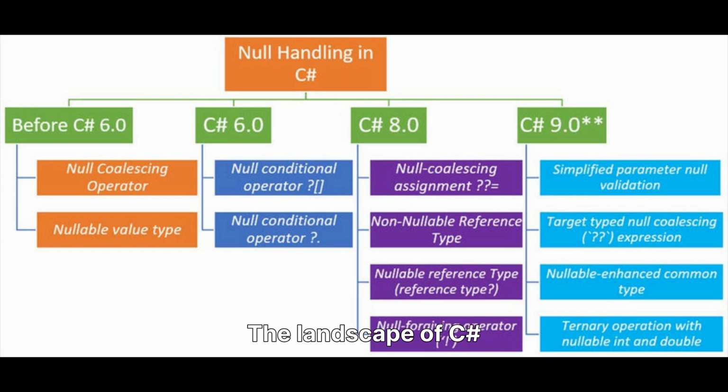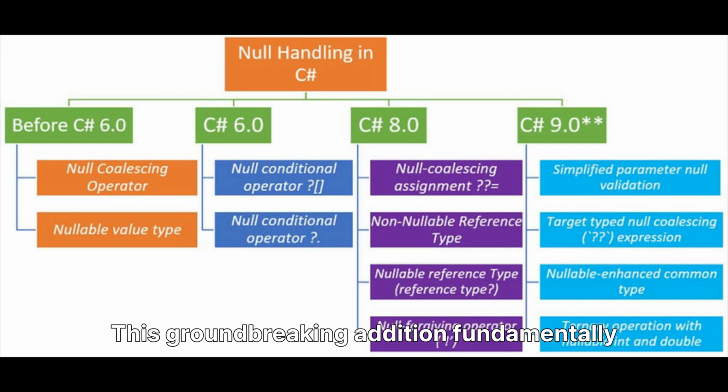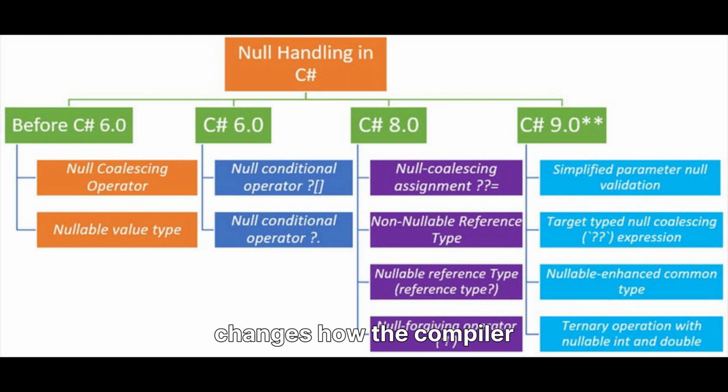The landscape of C# development significantly evolved with the introduction of null safety in C# 8.0, primarily through a feature known as nullable reference types. This groundbreaking addition fundamentally changes how the compiler treats reference types, allowing it to perform static analysis and warn you about potential null issues at compile time. This proactive approach is a game changer, as it enables developers to identify and address null-related bugs during development, long before they manifest as critical runtime failures in production environments, saving countless hours of debugging and improving code quality.